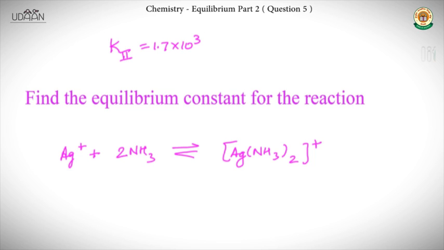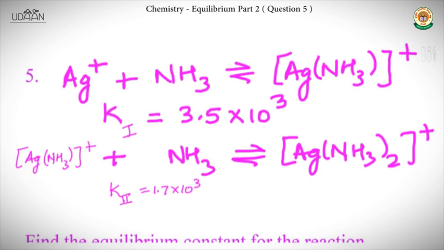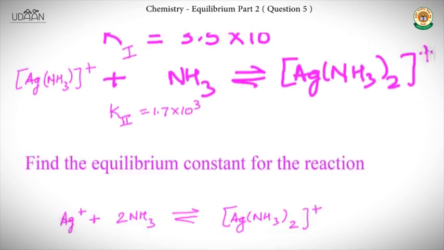Now in such type of questions, it's kind of obvious that one may get confused given so many reactions, but it is actually a very easy question. We'll just see how to solve it. So basically we are given two reactions, and if you notice carefully, you will find that if you add these two reactions, you'll get the required reaction.